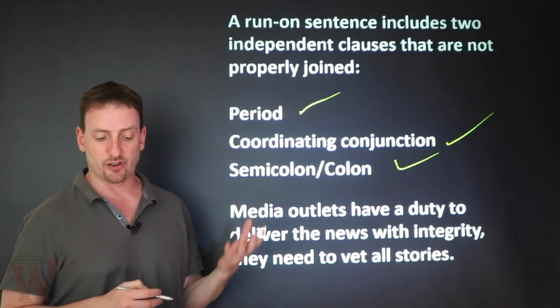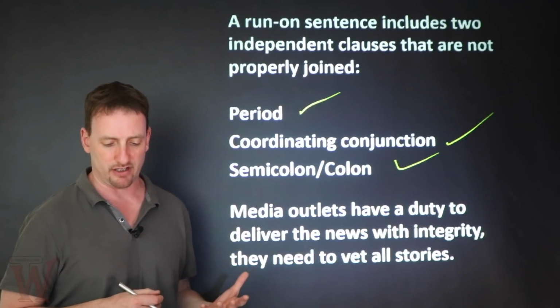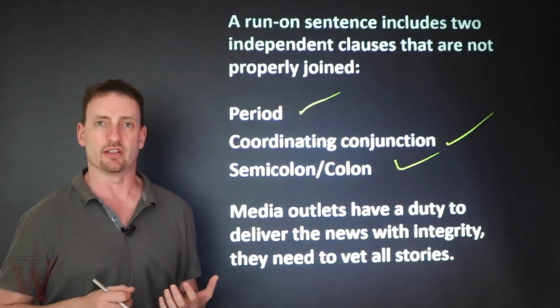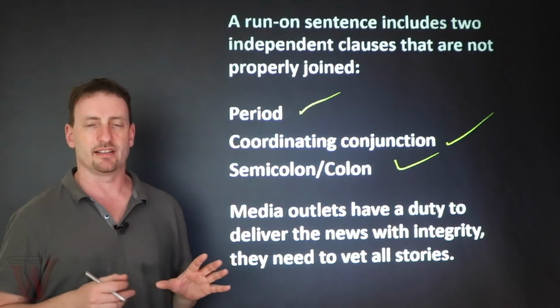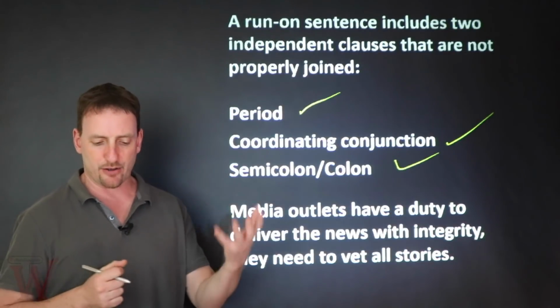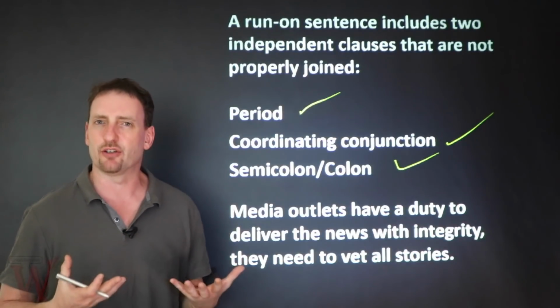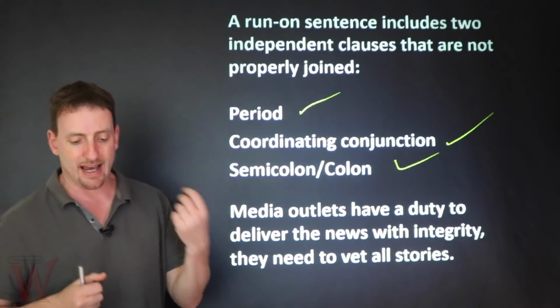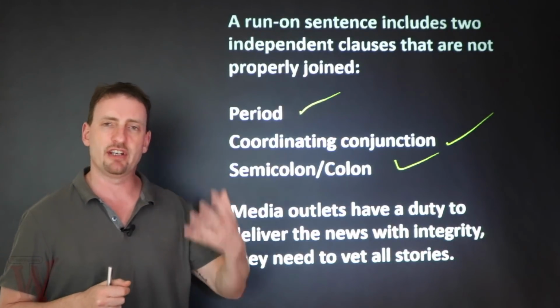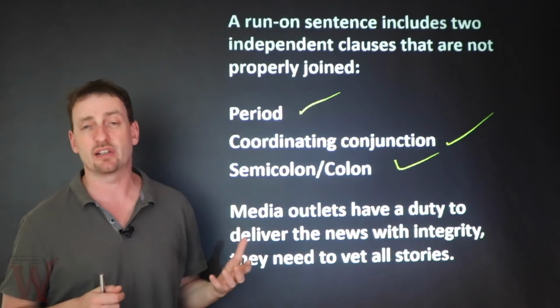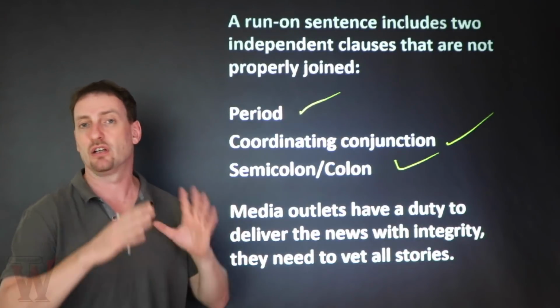Media outlets have a duty to deliver the news with integrity. They need to vet all stories. So now, these two sentences obviously work together. How do you have integrity in your reporting as a journalist? You have to vet the stories. You have to research the truth and reliability of the sources, of the information, etc.